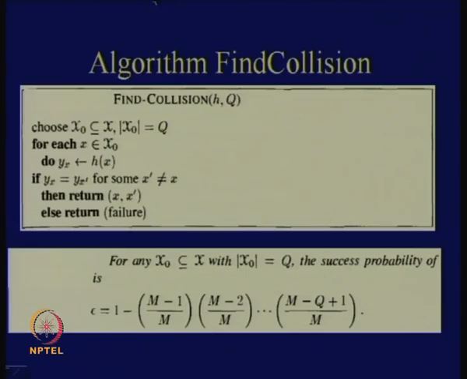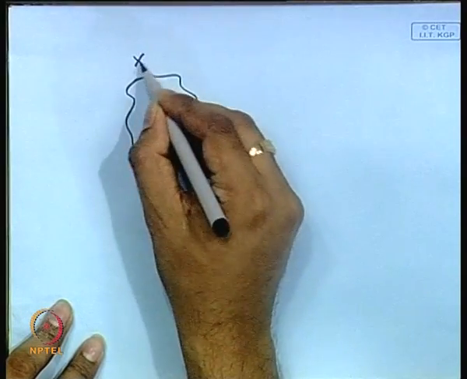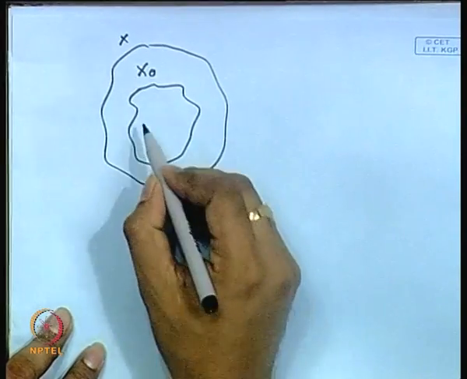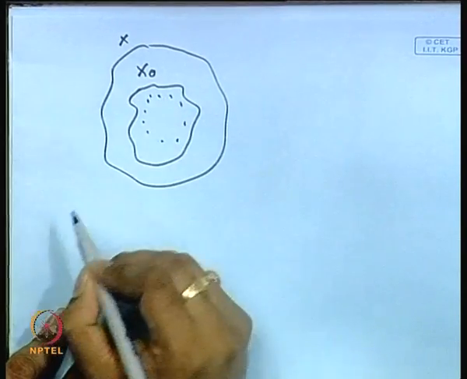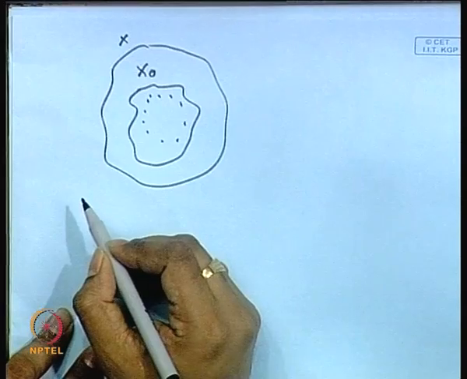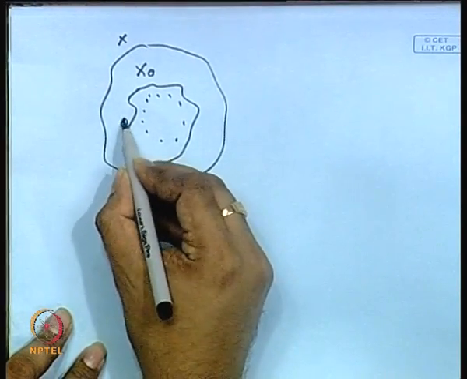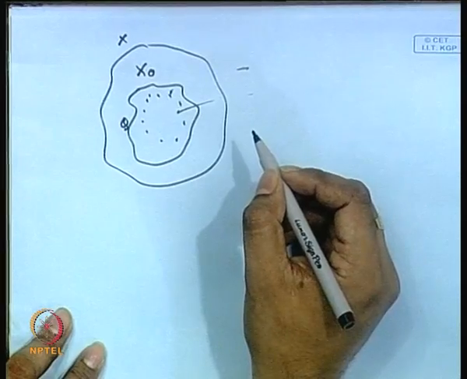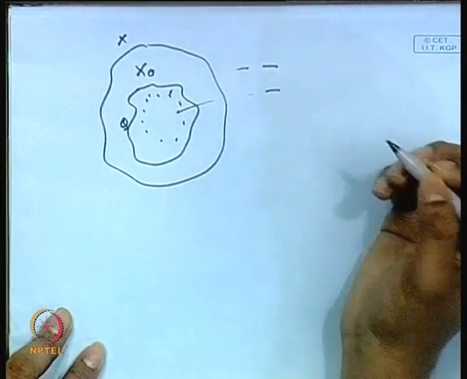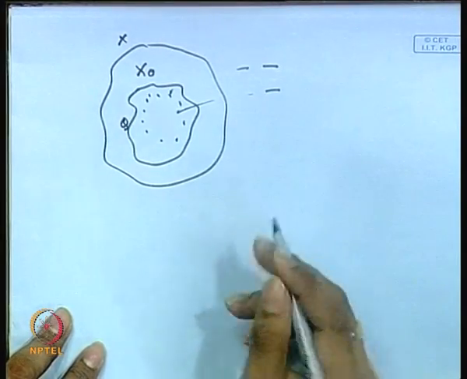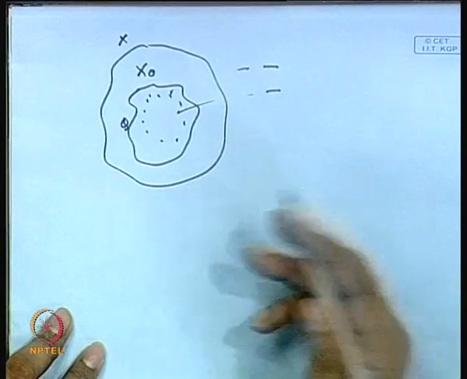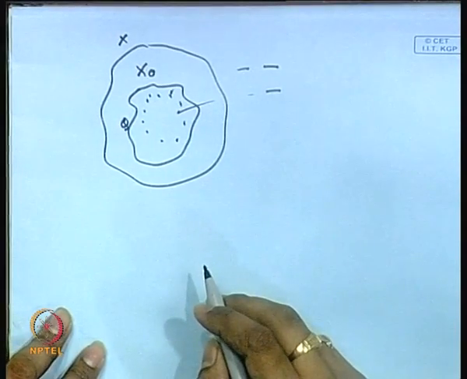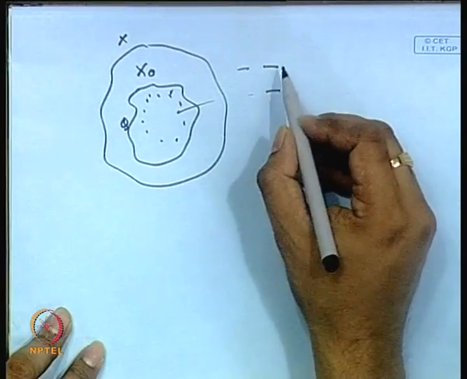So, what you do is like this: suppose you have x naught, and this is your x, and inside are all these values. So, how many values are there? There are q values here, right. So, for all these q values you compute the hashed outputs, and now you see whether there are two values which are the same. So, you can engage some sorting technique and then from there you can search. So, therefore, you can do that as efficiently as you can.